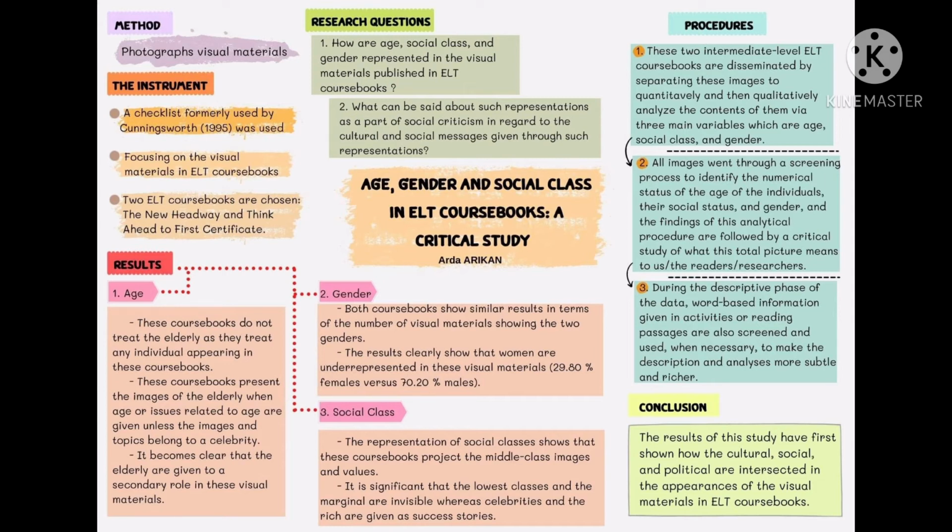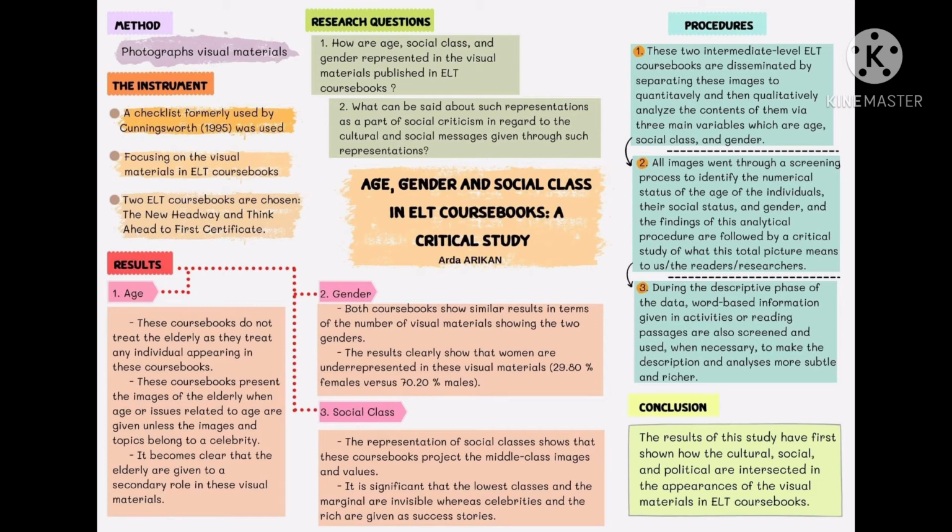The instruments and the procedures of this research. For the instrument, a checklist formerly used by Pennycook was used, focusing on the visual materials in English language teaching coursebooks. Two English language coursebooks were chosen. The first one is New Headway, and the second one is Think Ahead to First Certificate.